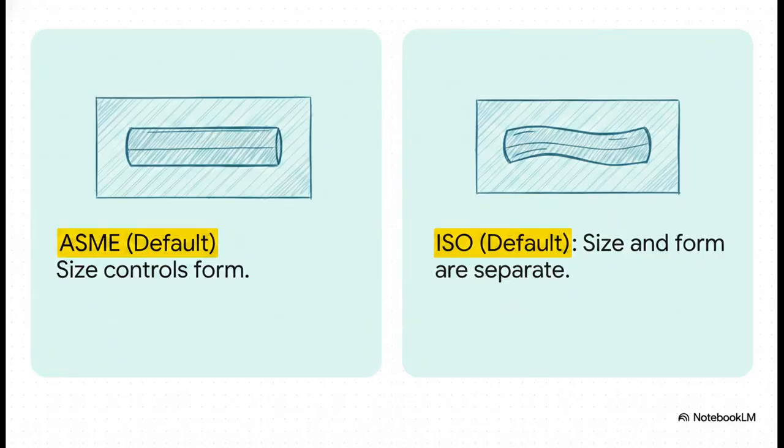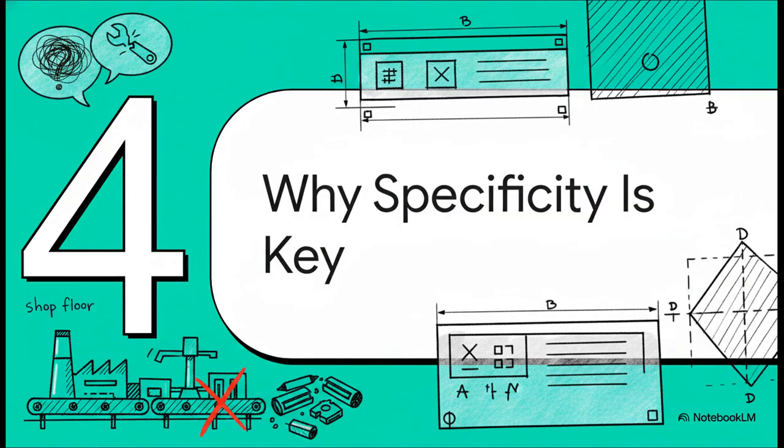Let's go back to that simple pin. Under the ASME default, if you make that pin at its absolute biggest allowed diameter, it also has to be perfectly straight, no questions asked. Its size literally controls its form. But under the ISO default, that very same pin, at that same max diameter, could still be a little bent. It could have some straightness error. Why? Because size and form are treated as separate things. You see the problem? Two different standards, two potentially very different parts, all from the exact same numbers on a drawing.